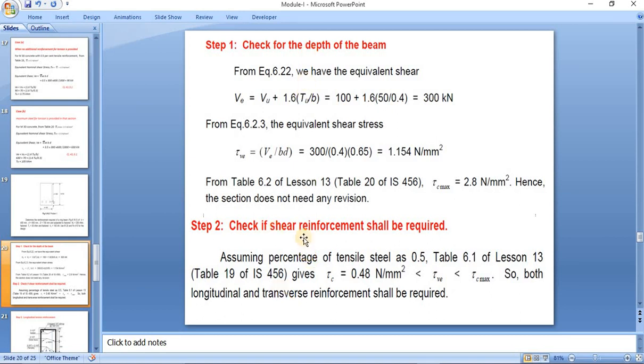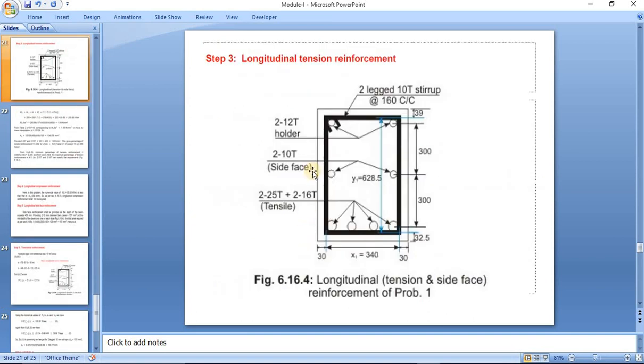These two checks are very important initially. Further, you can see this section. I have put this section purposefully here to show you which reinforcement we are providing. These are the longitudinal reinforcement, these are the side face reinforcement, and these are the transverse reinforcement, the rings.